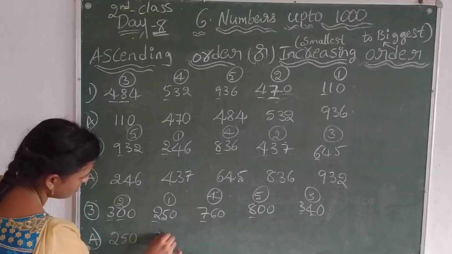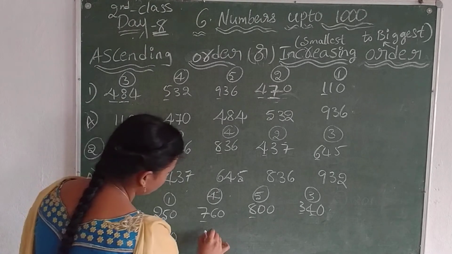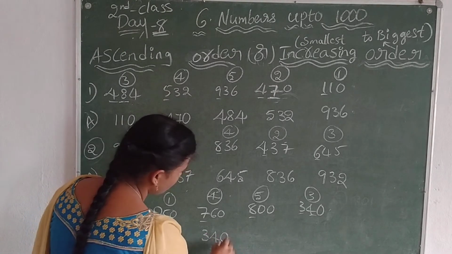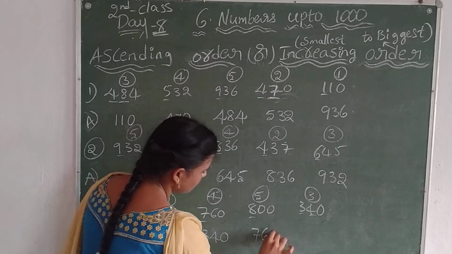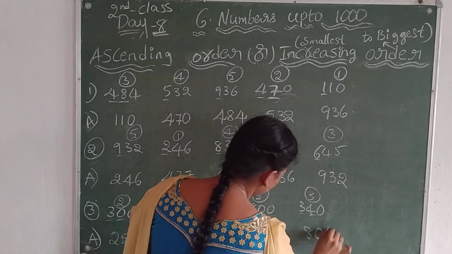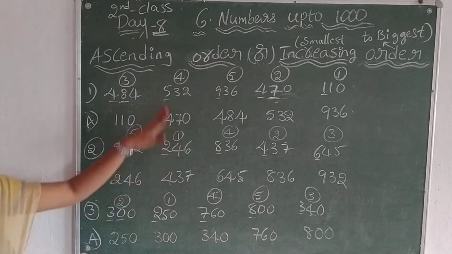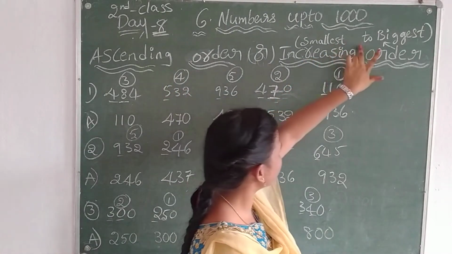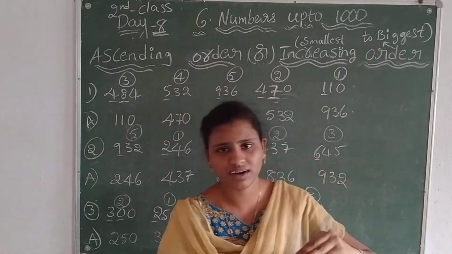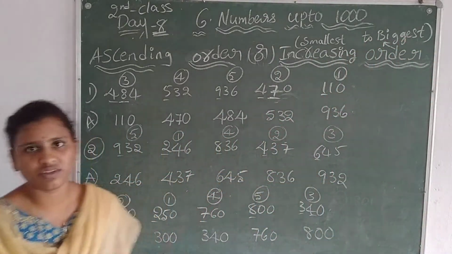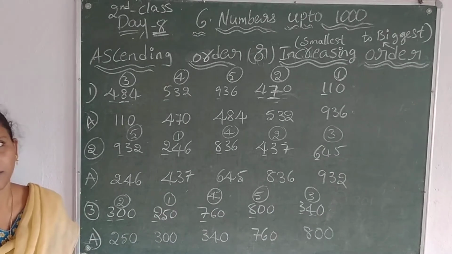250, 300, third one is 340, fourth is 760. Understood, children? This is ascending order. Ascending order means smallest to biggest number. Smallest number to biggest number. Remember this point and write it in the class.